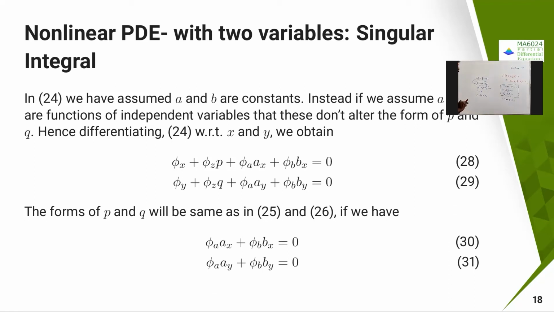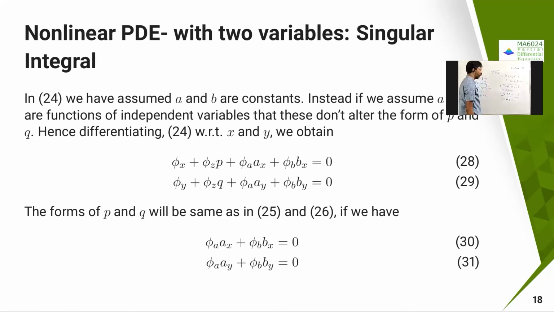Now what we have to do is calculate the singular integral. We have obtained the complete integral, which is given by this one. Now we are going to obtain the singular integral, which means we get one more integral that is not from this one. So let us see that. Here we assumed that a and b are constants. Instead, I'm going to assume that a is a function of x comma y, and b is a function of x comma y.